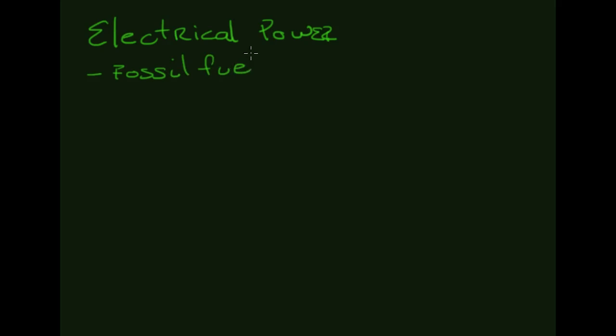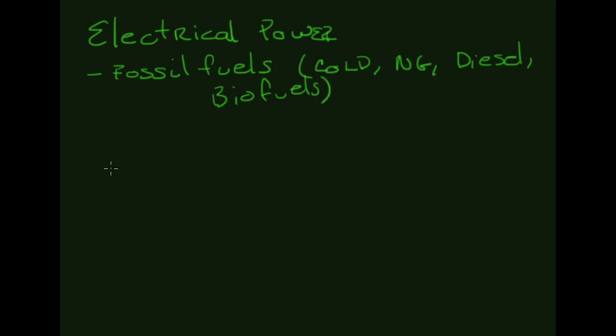Okay, so we have a broad list of these ways of producing electrical power. Probably the most common way that we do it is by using fossil fuels. Fossil fuels are things like coal, natural gas, diesel, sometimes biofuels. In each of these, we're burning something. So we use the fuel, we create a burn.